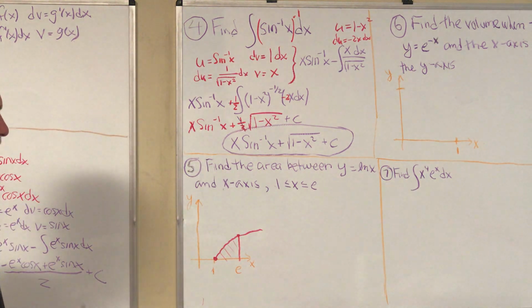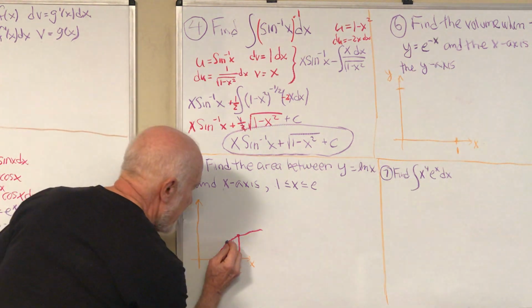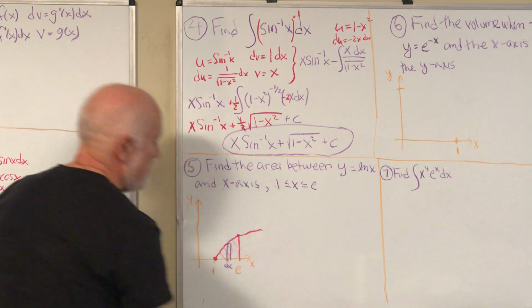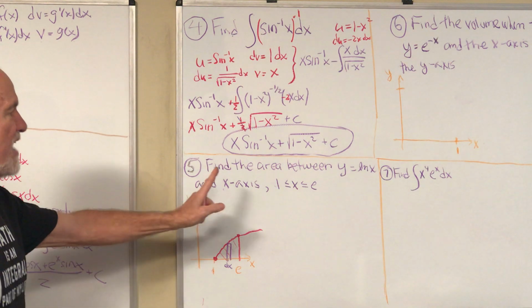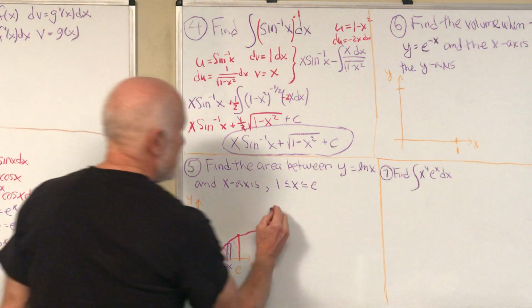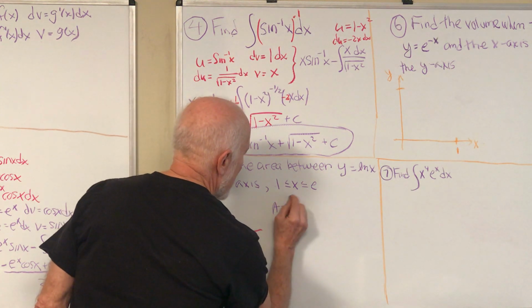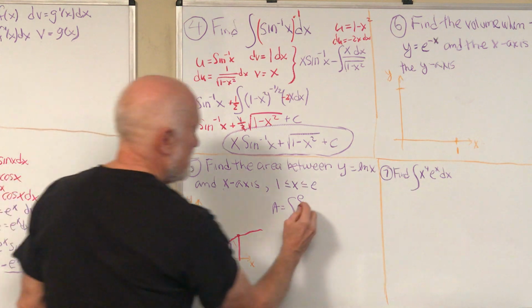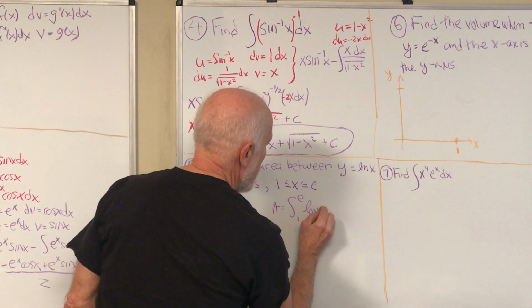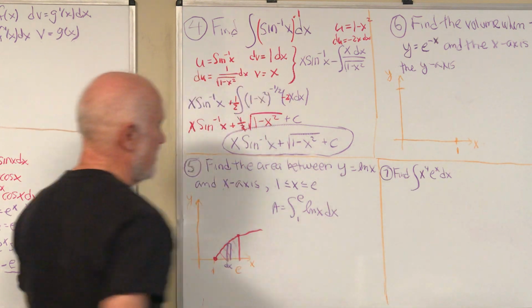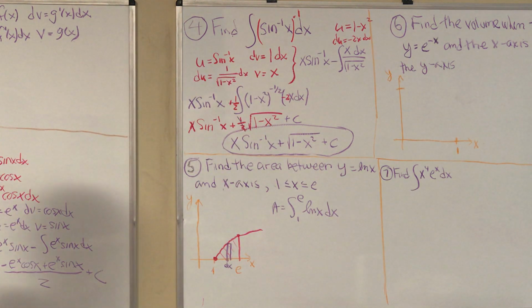So with all area problems, we have to make our rectangle. And I think it makes sense to make it up and down because it's already solved for y. So the area is going to be the integral from 1 to e of the height times the width. And the width is dx. So that's the setup for it.